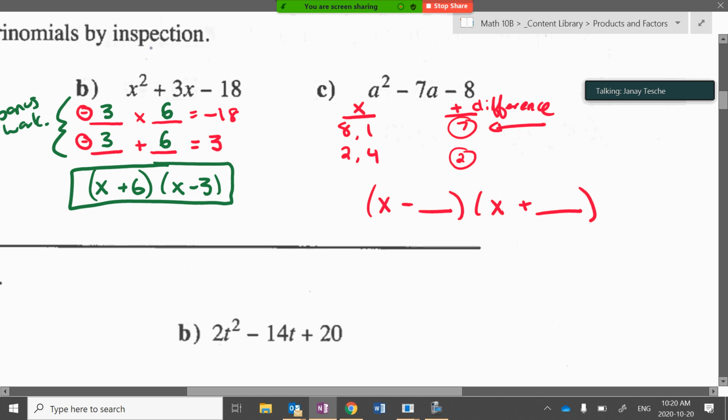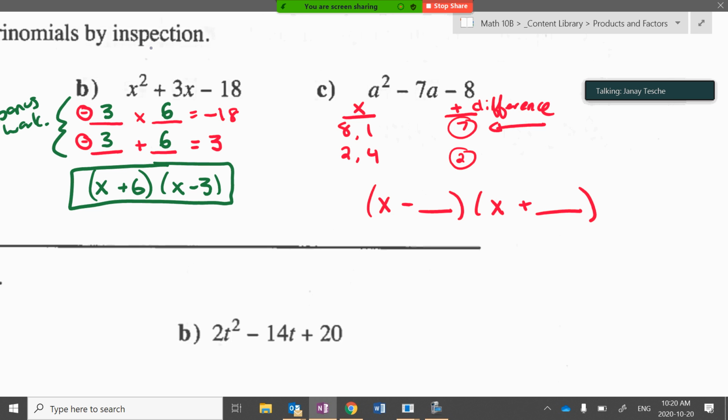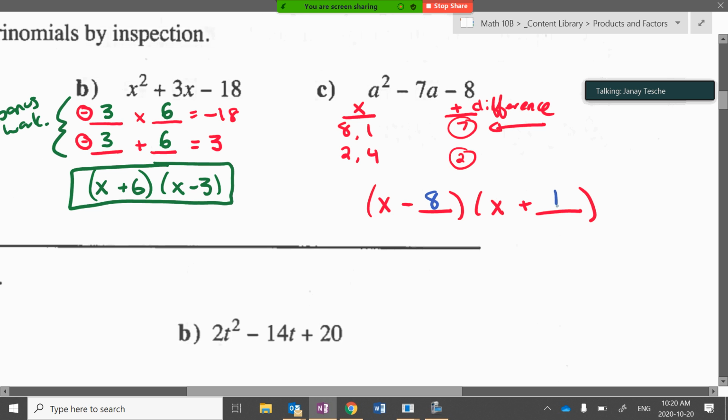Go ahead, Matt. Good. Negative 8 plus 1 equals our negative 7. Negative 8 times 1 gives us our negative 8.